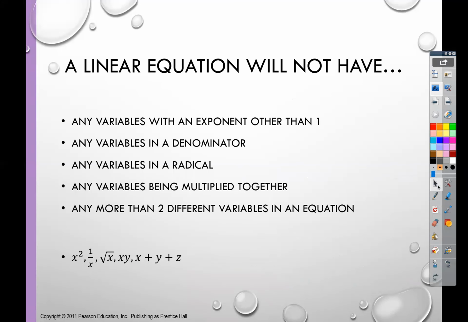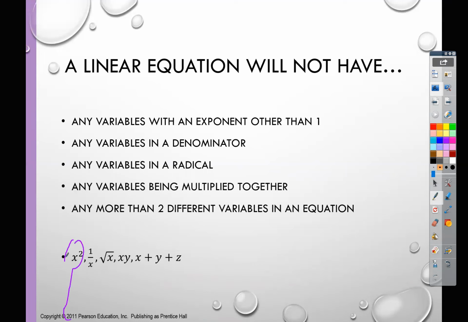A linear equation will not have the following. Any variables with an exponent other than 1, so you can't have like x squared. Any variables in the denominator. Now, any variables in the numerator is fine, but you can't have any in the denominator, okay? Any variables in a radical. You can't have any variables being multiplied together or any more than two different variables. So you can't have x plus y plus z.